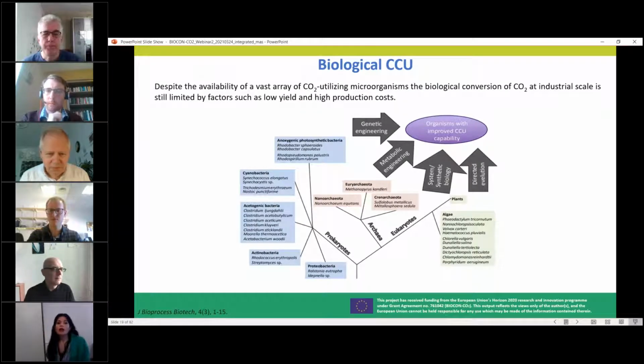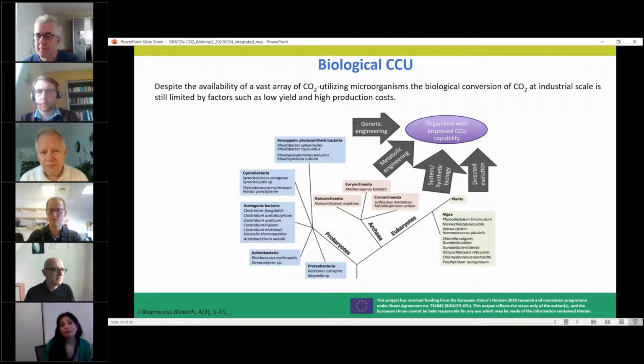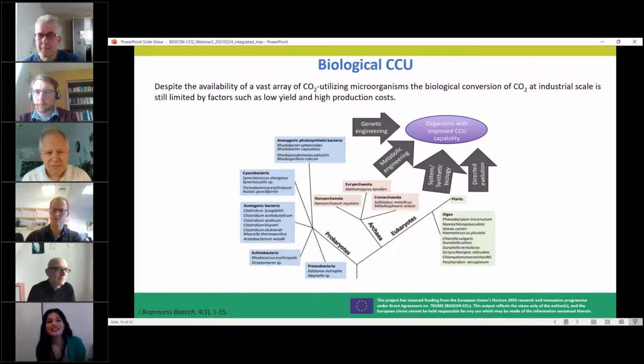So we have a very wide array of microbes that could potentially contribute to the production of an array of products. However, this has still been limited. The main limit is low yield and high production cost. So that has limited the wide deployment, just to summarize it.